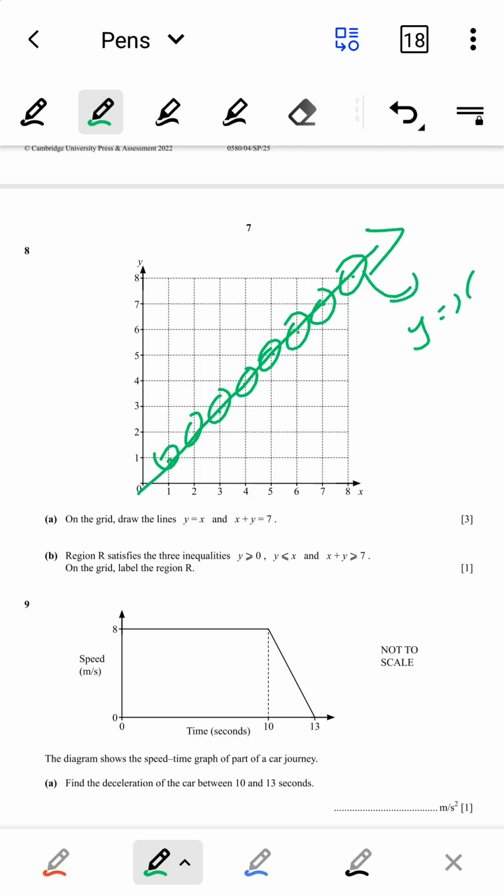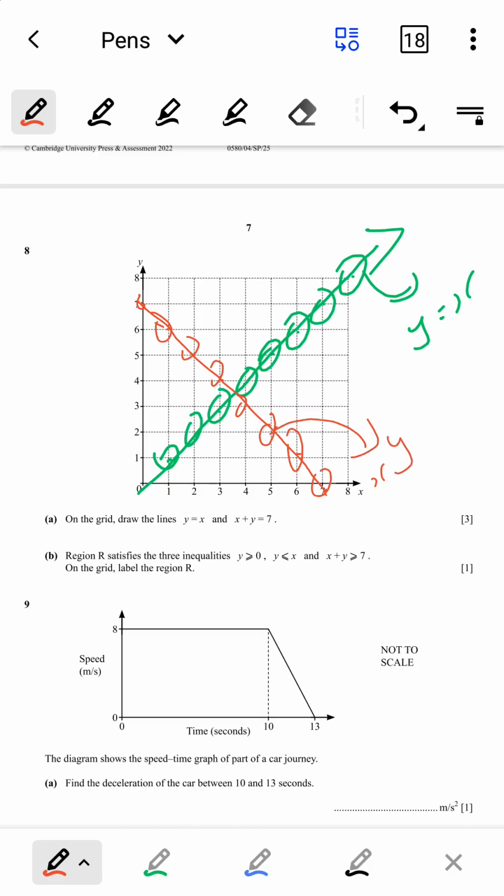Then x plus y equal to 7, that also we need to draw. I will go with some other color. When you substitute x equal to 0, y equal to 7, you have to place it here. Then x equal to 1 means y equal to 6. So going down, then 5, 4, 3, 2, 1. So you'll get it like this. This is for x plus y equal to 7. Okay, this one easily gives 3 marks.